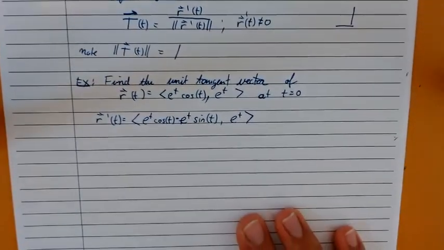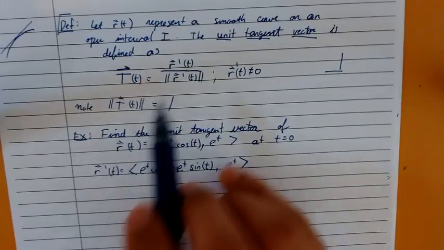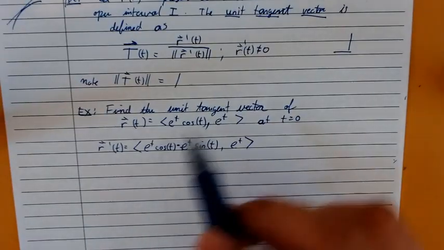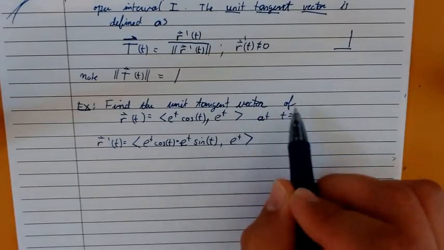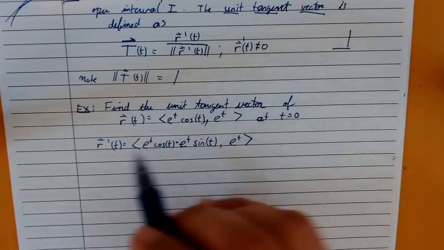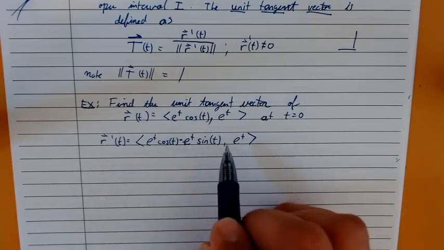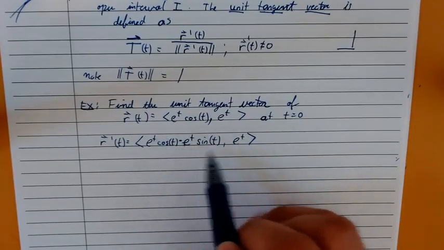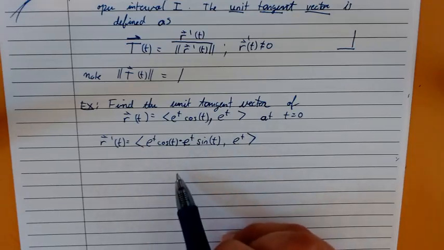All right, so there is our first derivative. Now we need to find the magnitude of that derivative. As long as all you're doing is looking for the unit tangent vector at a particular point, you can just go ahead and plug in 0 now. Once you have that plugged in, you'll get just a vector with constant components.